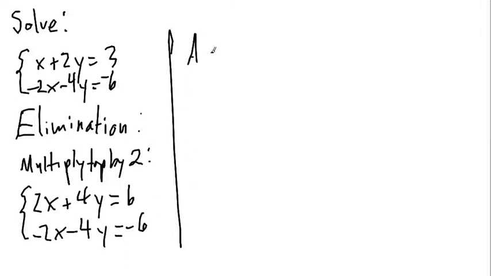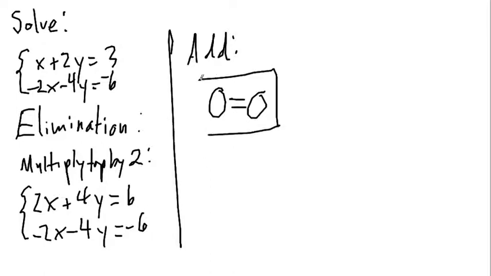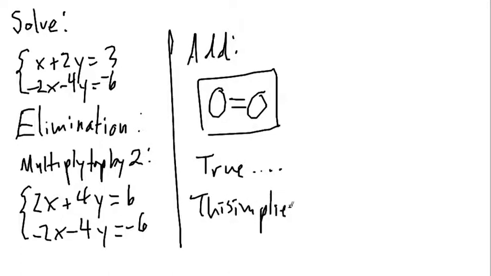And well, that looks a little bit funny because if we add these together, 2x minus 2x gives me 0, 4y minus 4y gives me 0, so my left-hand side is 0, and 6 minus 6 is also 0, so I get this. Well, this is true. This actually implies that there are infinitely many solutions.